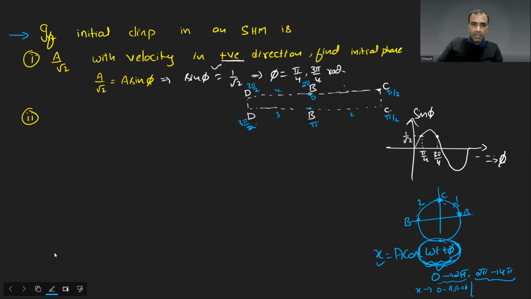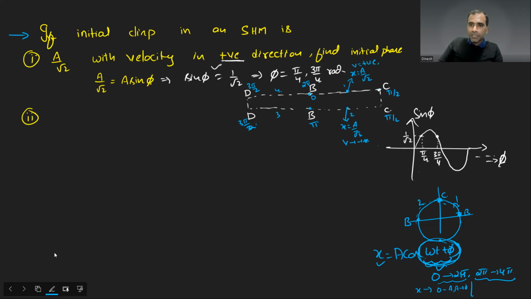Now tell me, what is the displacement? A by root 2. A by root 2 means it's somewhere here. This is the displacement corresponding to x equal to A by root 2. Now you're talking about this point or this point. At this point also displacement is x equal to A by root 2. But at this point, velocity is negative, in the negative direction, whereas here, velocity is in the positive direction.